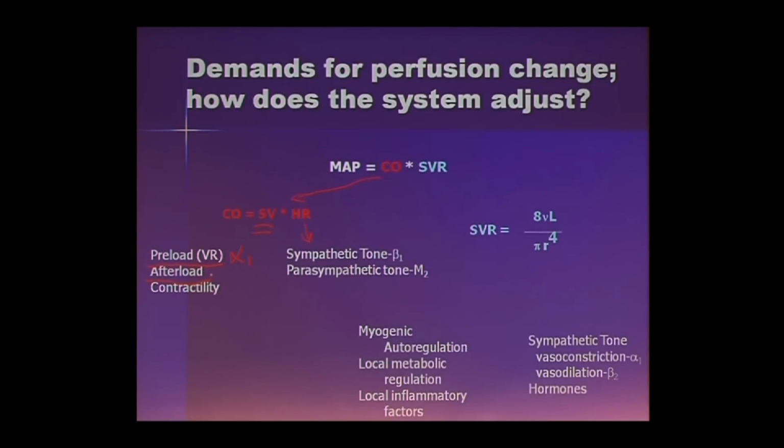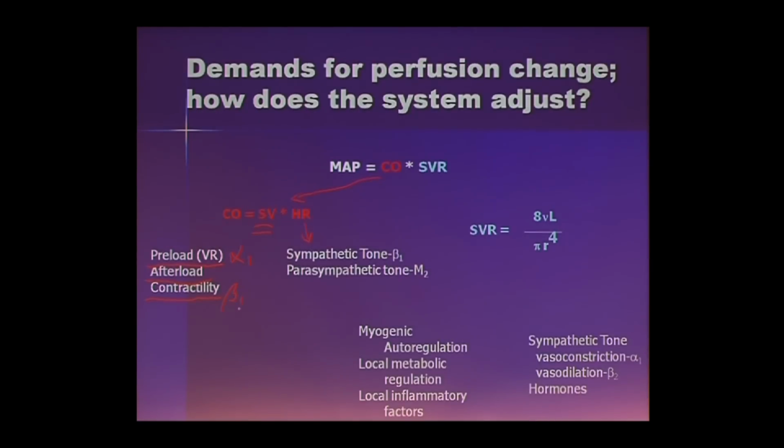Afterload is a term that is used in physiology to describe all the forces that are opposing the pumping of the heart. For example, it could be high blood pressure or aortic stenosis. So afterload is essentially opposing the pumping of the heart.